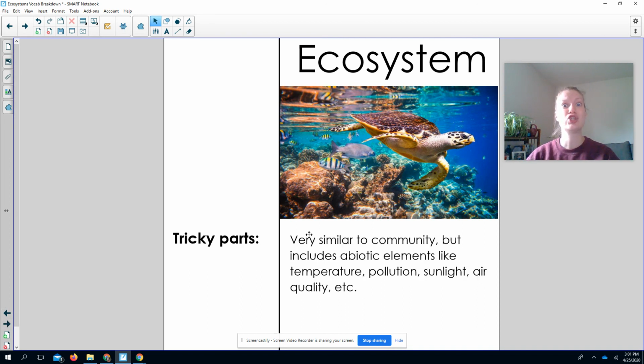The tricky part is that it's so similar to the word community, which means all of those living things. The key difference is that ecosystem also includes the abiotic, non-living factors, like the temperature of the region, how much pollution it receives, how is the sunlight, is it direct, is it indirect? Do they see it a lot of the year, do they not? What is the air quality like? What is the soil like? All of those different factors also have an impact on the animals and the community that can live there.